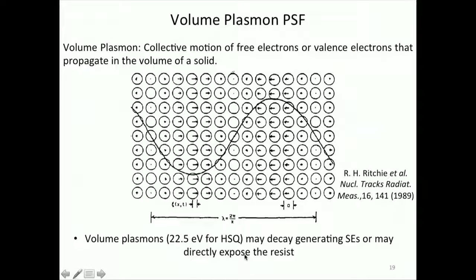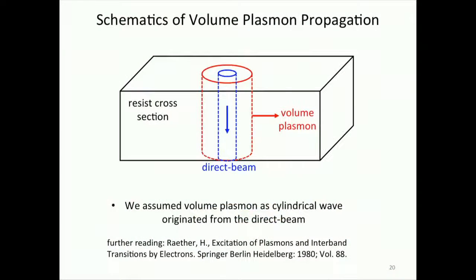It's quite high energy. And we note here that volume plasmons could generate secondary electrons that could further expose the resist, or the volume plasmon could directly break a bond and ionize the resist, so it could directly expose the resist. So we're going to treat the volume plasmon propagation like this.